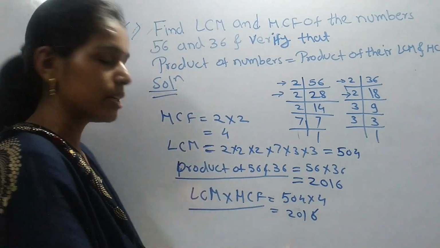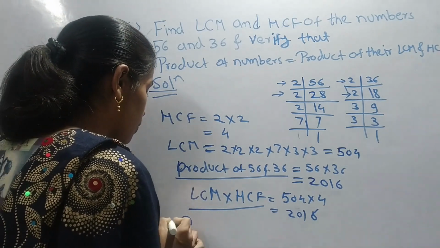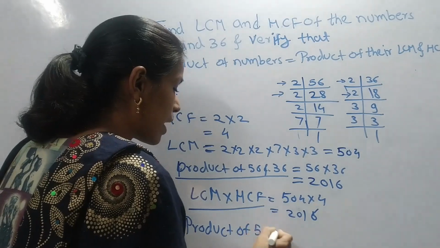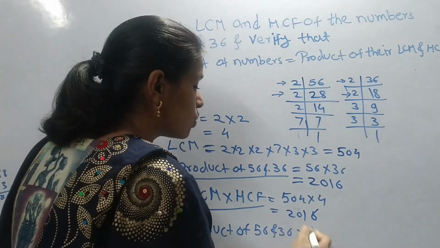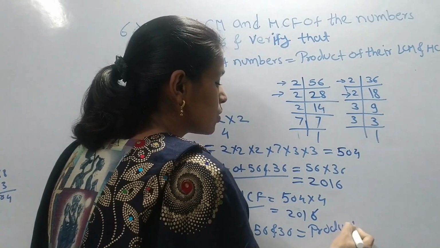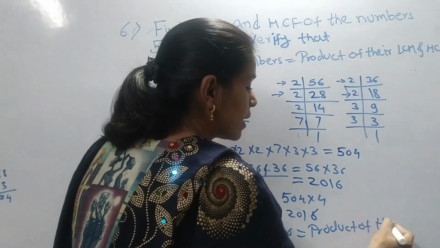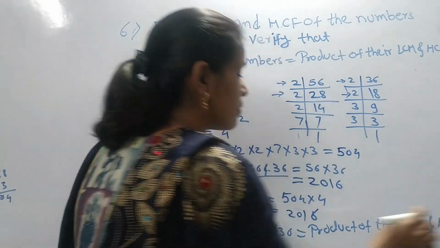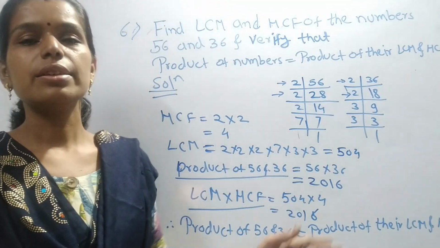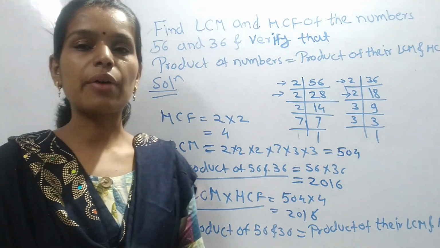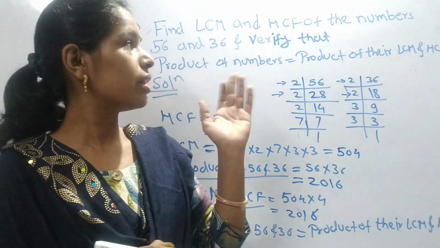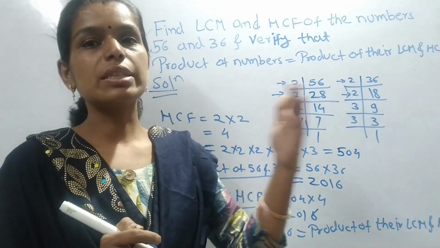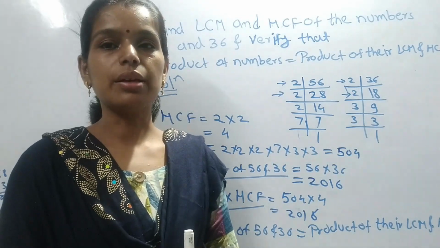Hence the result is verified. So here we will write, therefore the product of 56 and 36 is equal to the product of their LCM and HCF. This result is verified. In this way, you have to verify that for the given numbers, the product of their LCM and HCF is equal to the product of the numbers.